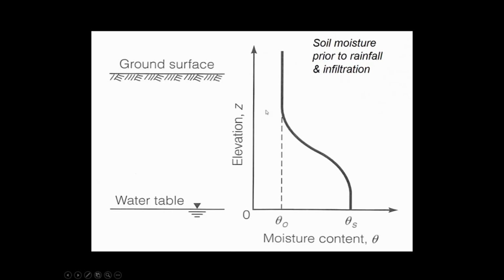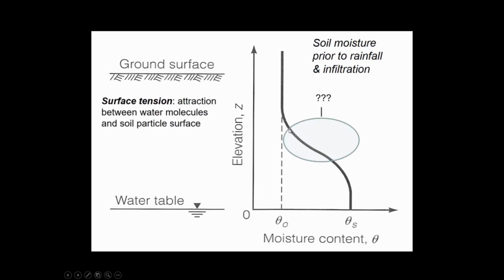And so this is water content. As you get down to the water table, the moisture content is saturated. As you get further away from the water table, the moisture content decreases until you get to some minimal moisture content. And this is before a storm starts. Think about once the water starts to hit the ground surface, then the moisture content is going to increase at the surface the most. So the question is how can we describe the curvature of this and what happens to it during a storm?